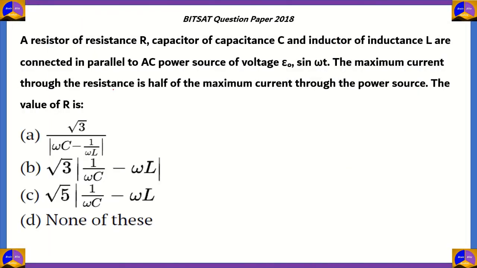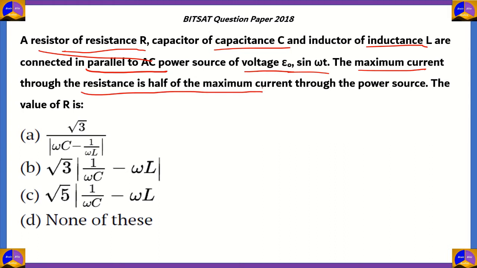Now let's look at another question asked in Bitsat 2018. A resistor of resistance R, a capacitor of capacitance C, and an inductor of inductance L are connected in parallel to an AC power source of voltage epsilon naught sine omega t. You need to find the maximum current through the resistor. The relation given is that the maximum current through the resistance is half of the maximum current through the power source. You need to find out the value of R.